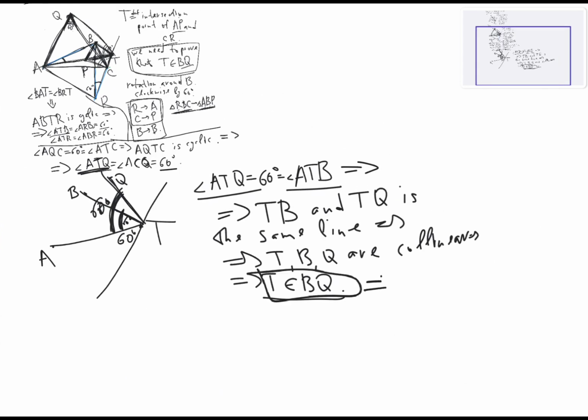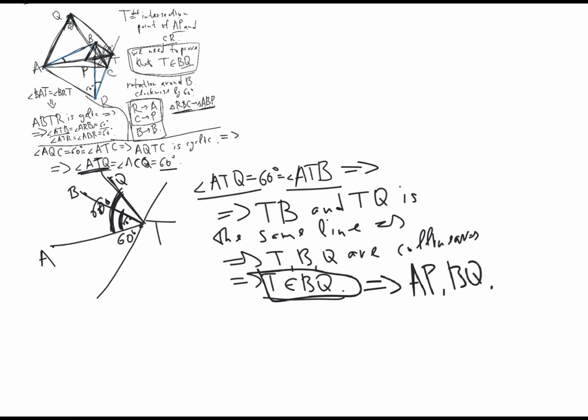So this implies that the lines AP, BQ, and CR intersect at a single point. And this concludes the proof.